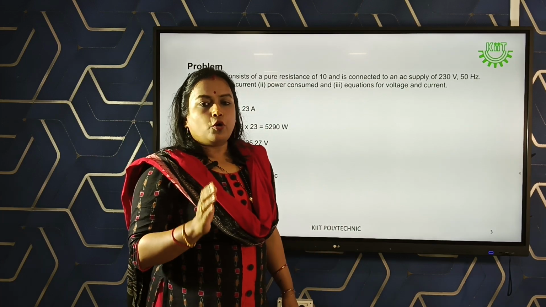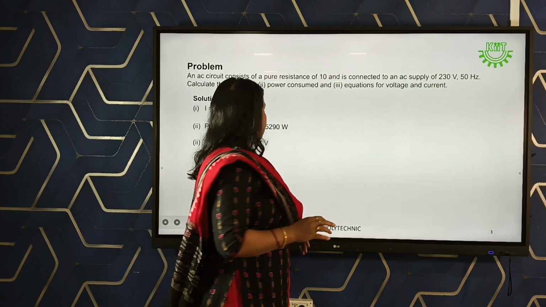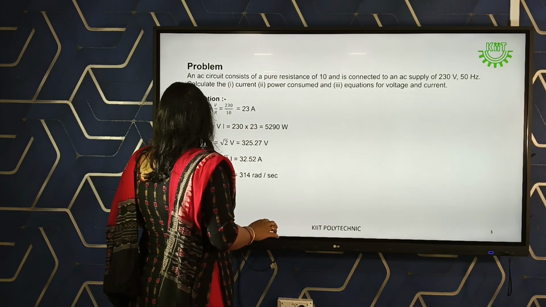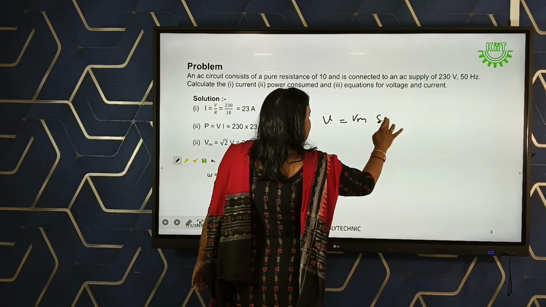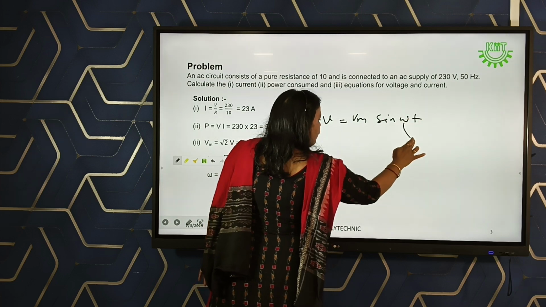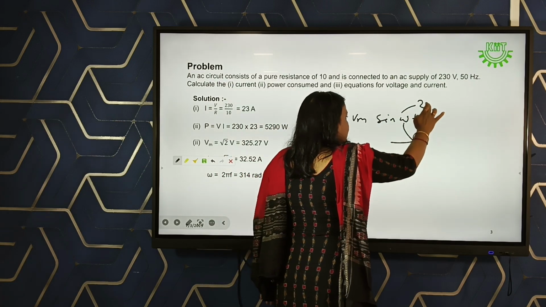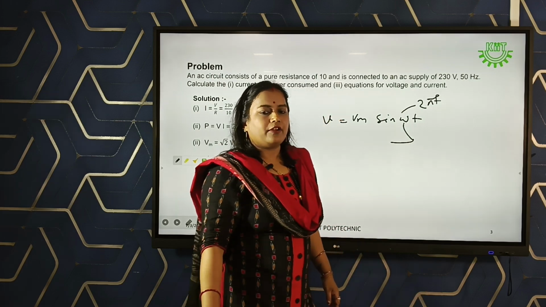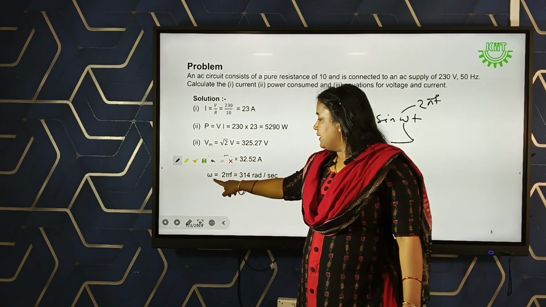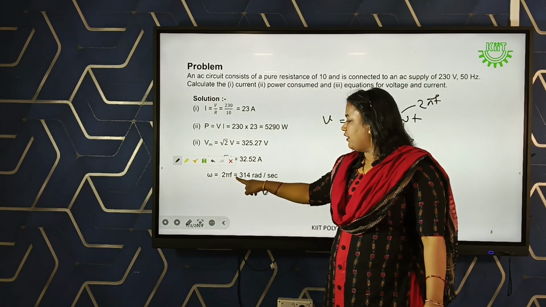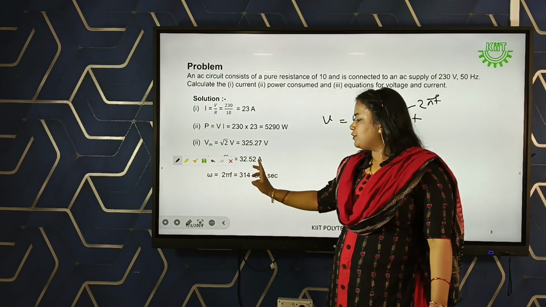So we know that the voltage equation, where V is the instantaneous voltage, is equal to Vm sin omega t. So what is our omega? Always remember, omega is the angular frequency, and its value is 2 pi f, represented in radian per second. So here omega is equal to 2 pi f, which is equal to 314 radian per second, by putting f equal to 50.